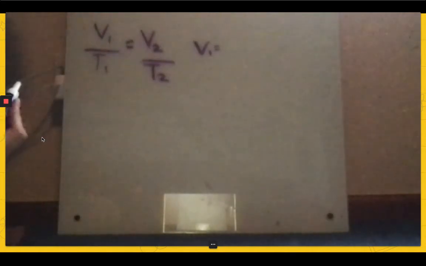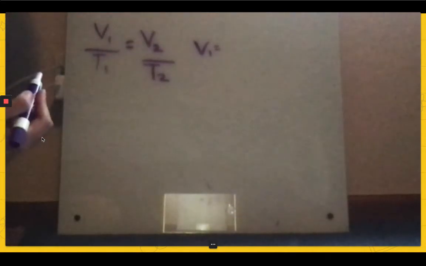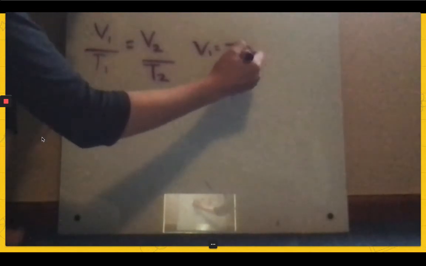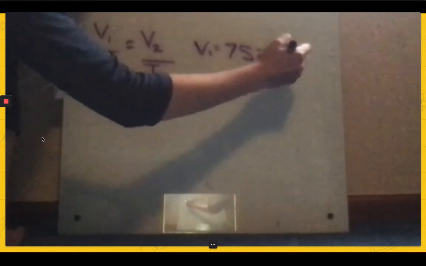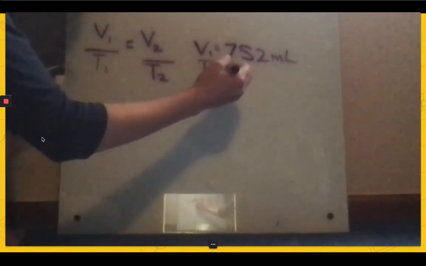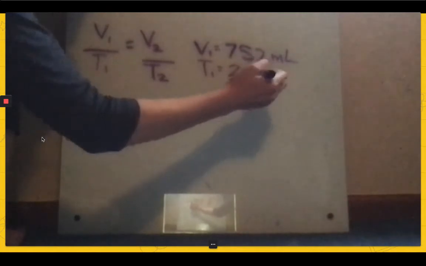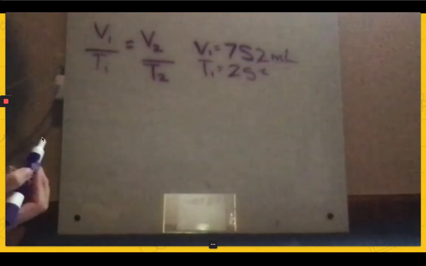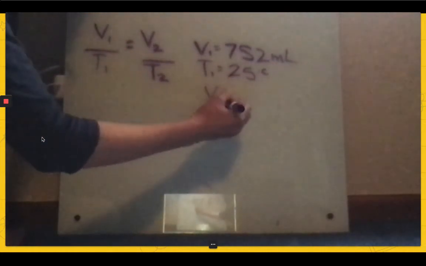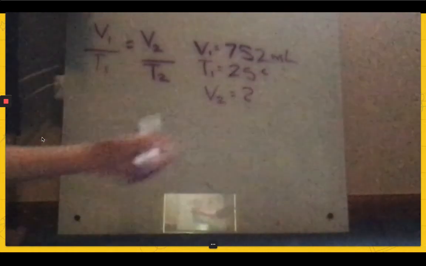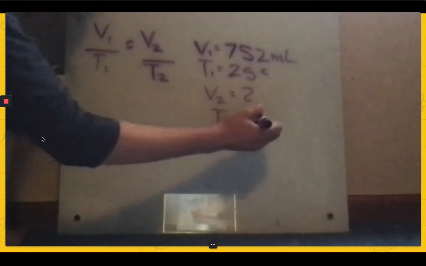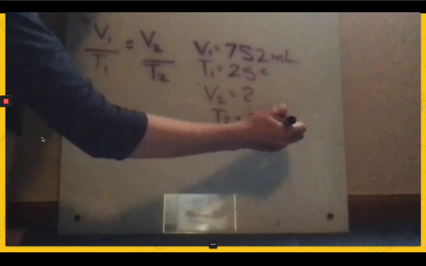In the problem, it tells us a sample of neon gas occupies a volume of 752 milliliters at 25 degrees Celsius. So our temperature one is 25 degrees Celsius. It then asks us what volume will the gas occupy at 50 degrees Celsius. So our V2 is unknown. That is what we're looking for. And our T2, it tells us, is 50 degrees Celsius.